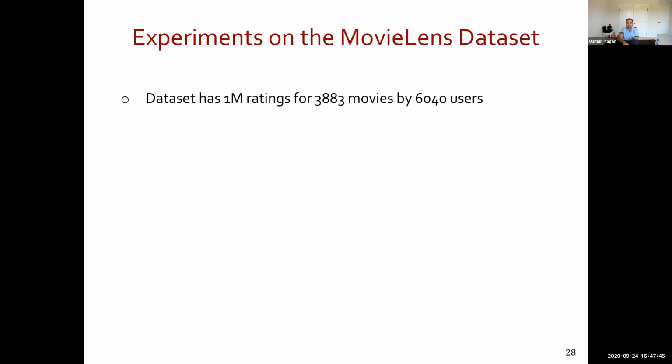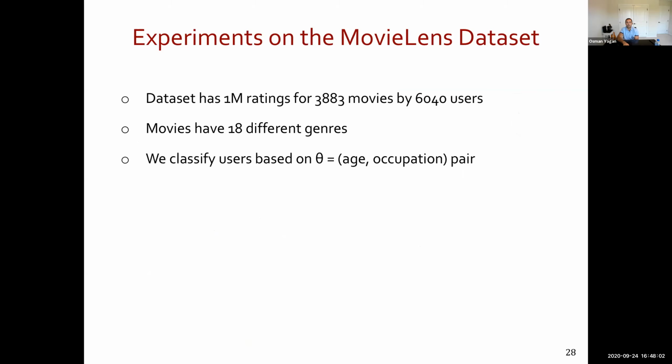So we extended the experiments to the MovieLens data set. We are using a data set with 6,000 users and their ratings over roughly 4,000 movies. The movies come from 18 different genres like comedy, musical, and so on. This data set comes with some features of the users, such as their age and occupation. So we treat the hidden latent parameter theta, the context, as basically the age and occupation pair.